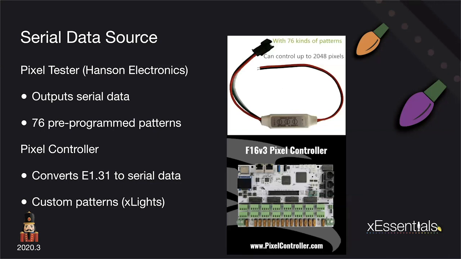But they do need a source of serial data, and there's a couple of options that you have. There is a pixel tester that basically outputs serial data. Now, the one from Hanson Electronics is a little module like this, and it's got 76 pre-programmed patterns. You probably wouldn't use this for a Christmas display because it just turns the lights on and has some patterns. But if you're having a dinner party and you want to string up some pixels, this might be a great thing for it.